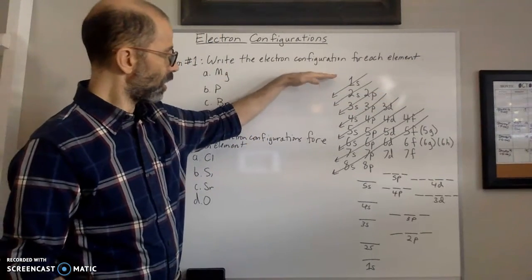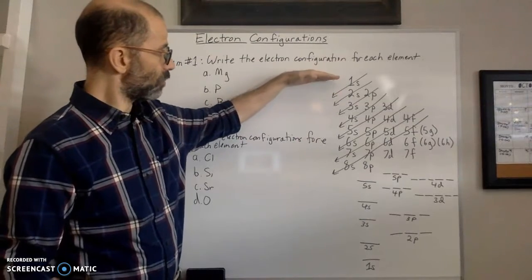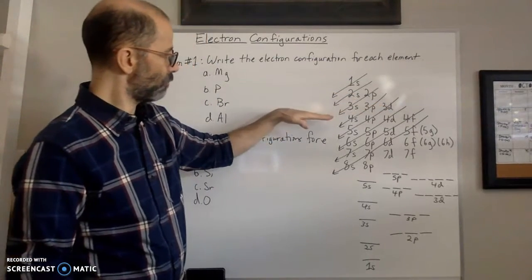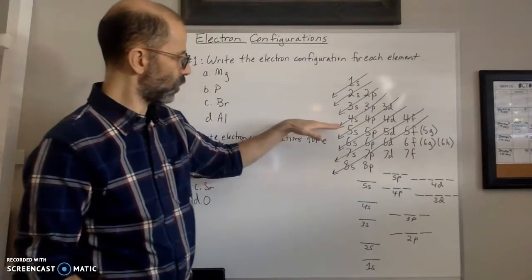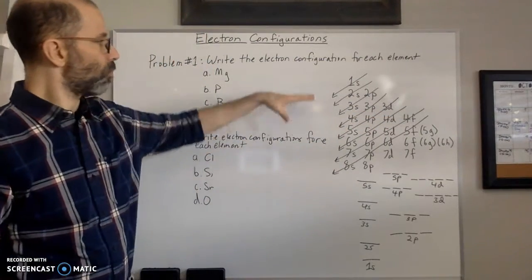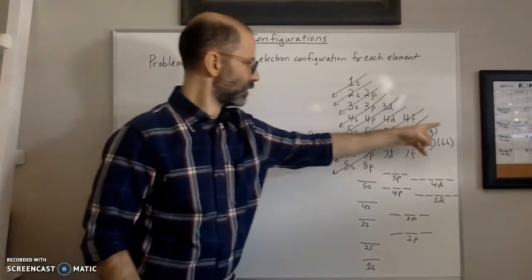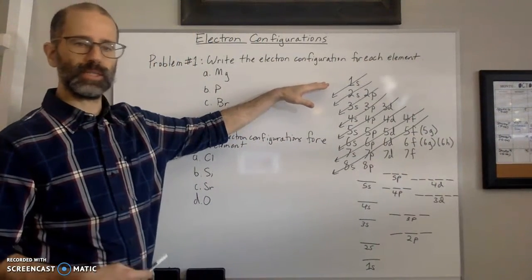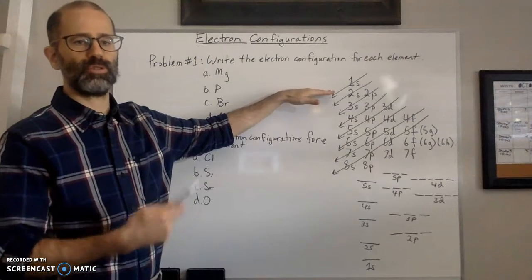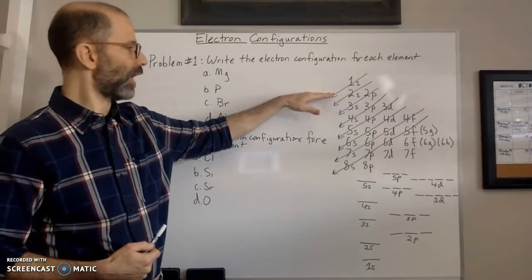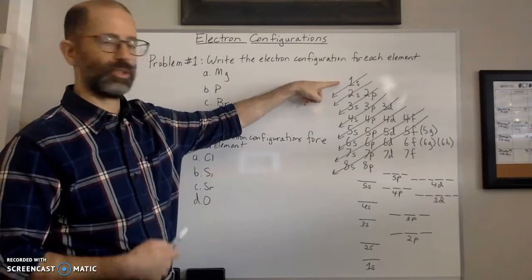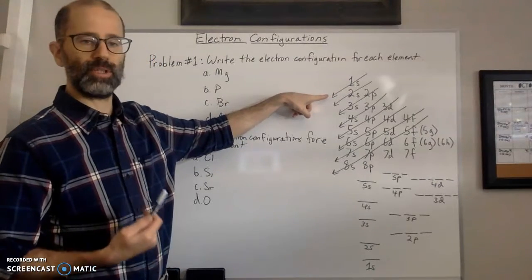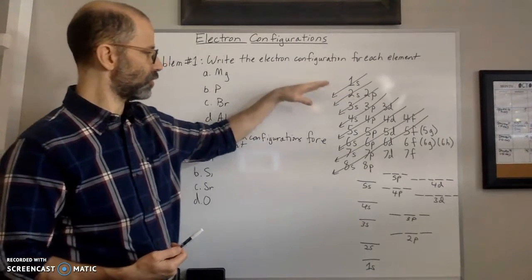And so you have 1s, you have 2s, 2p, 3s, 3p, 3d, 4s, 4p, 4d, 4f, and so on. And I have some extra ones here that the book doesn't have, and that just follows what I had said before, that the energy level will tell you the number of sublevels that you have. So if you're at energy level 1, you only have one sublevel, so 1s. If you're at energy level 2, you have two sublevels, 2s, 2p, and so on.